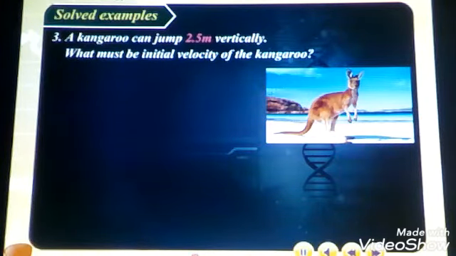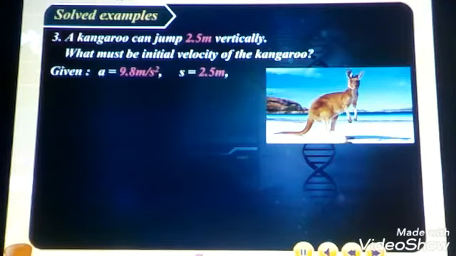A kangaroo can jump 2.5 meter vertically. What must be the initial velocity of the kangaroo? Given: a is equal to 9.8 meter per second square, s is equal to 2.5 meter, v is equal to 0, u is equal to question mark.